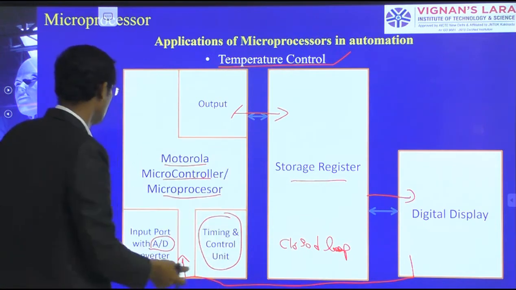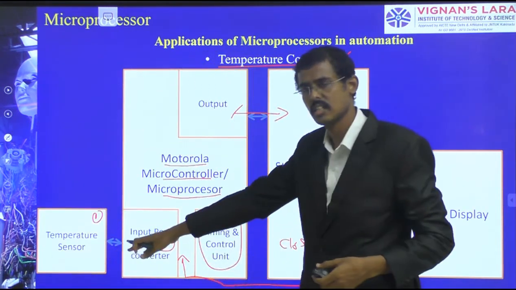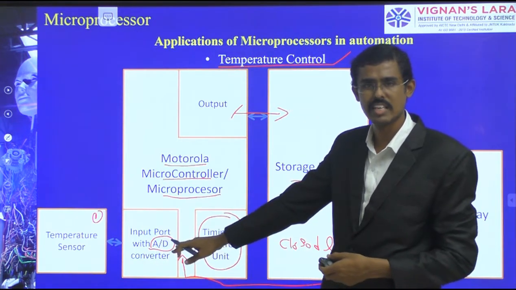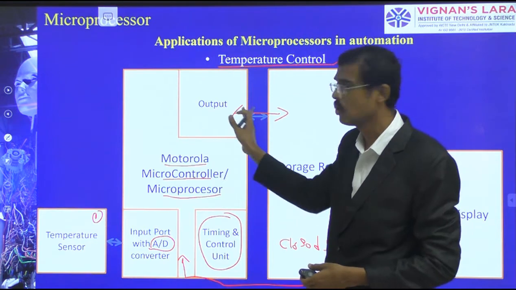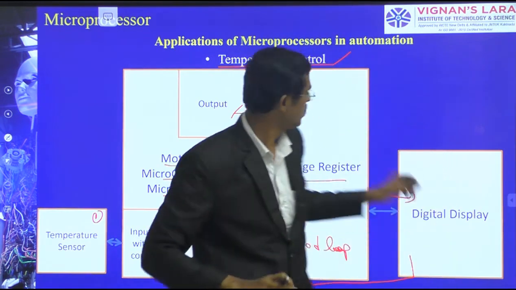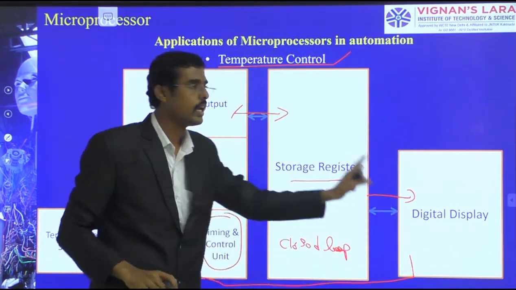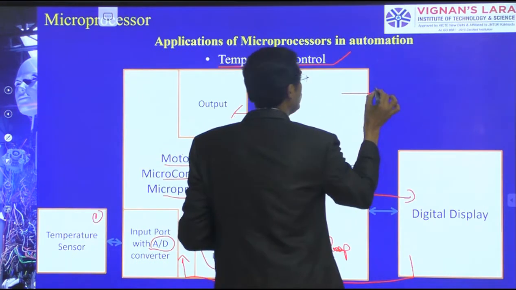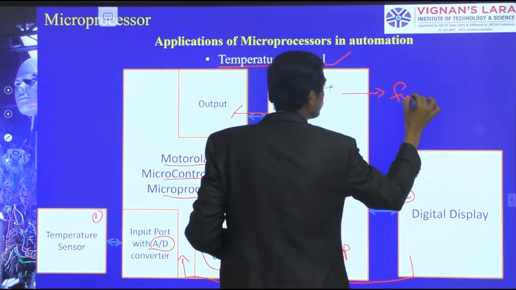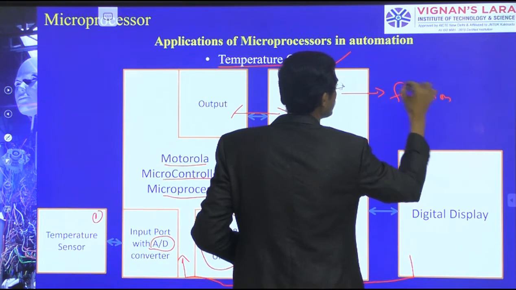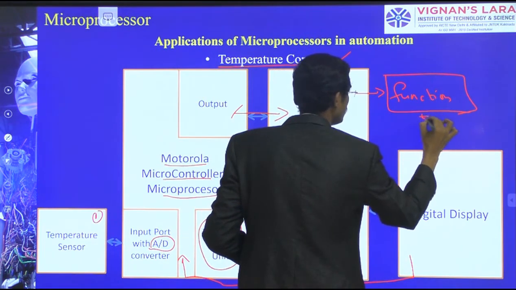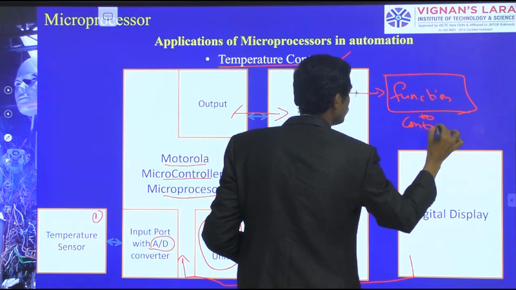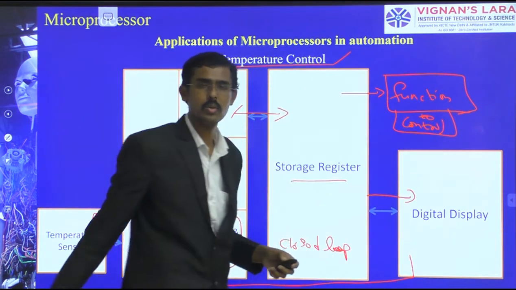So what I have done: the temperature sensor sensed as an input, the timing controller given as an input. These inputs are converted to processes, and then the output has been stored in the memory. From the memory, we are going to the digital display and the functioning also, and the functions to control. So this is how we are able to do it.